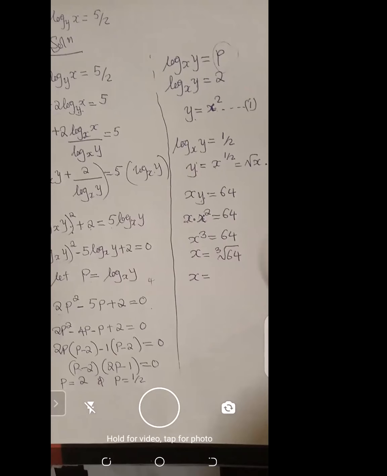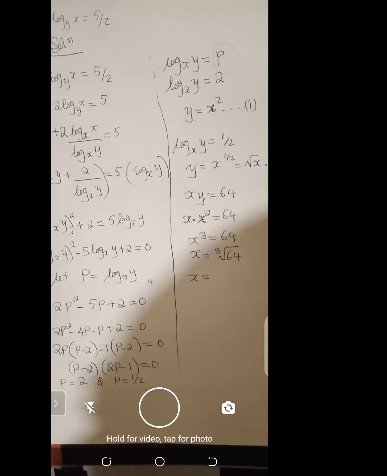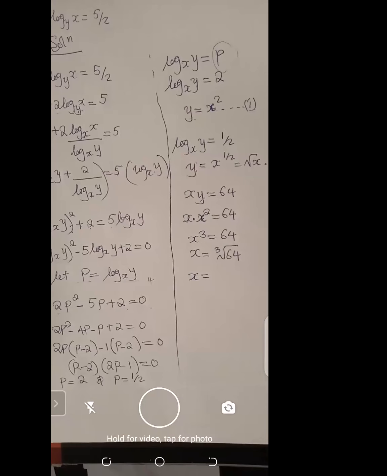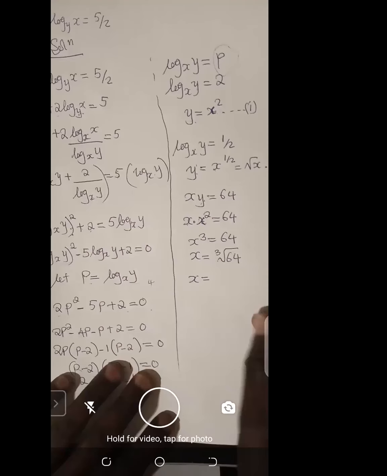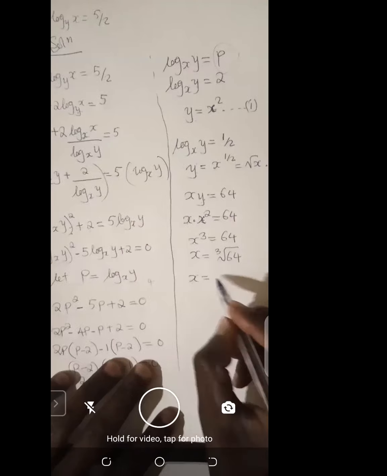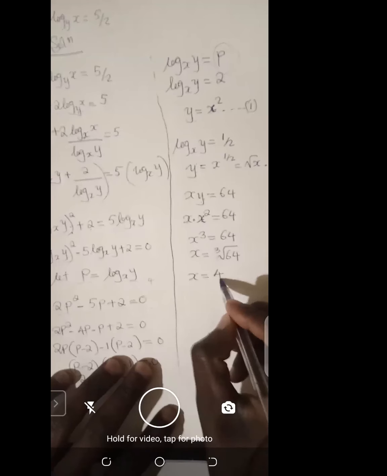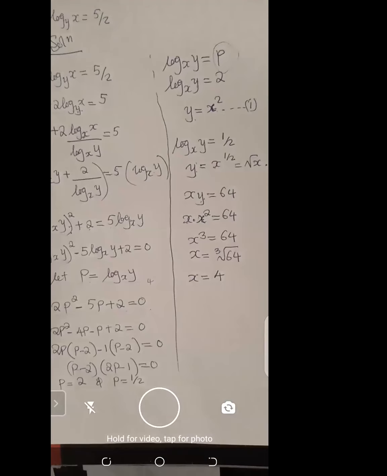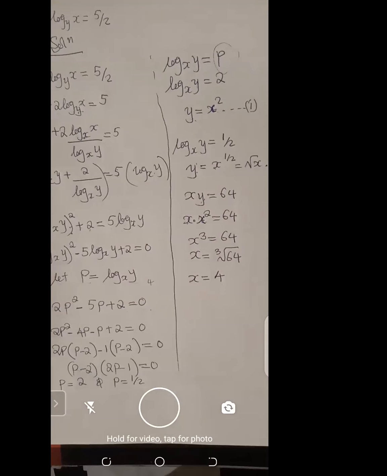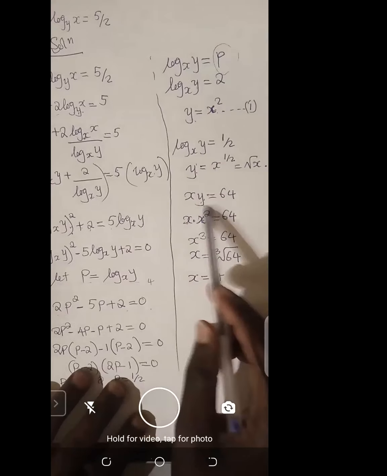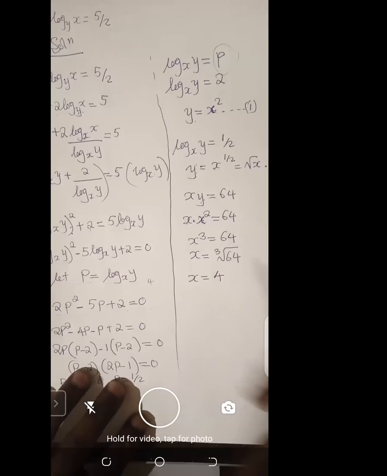Isn't it 4? So you find that, yes, you find the cube root of 64 there. So x is equal to 4 in that case. So what is the value of y when x is 4 in this case?